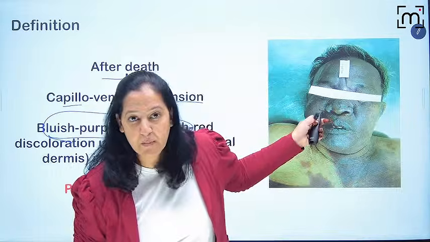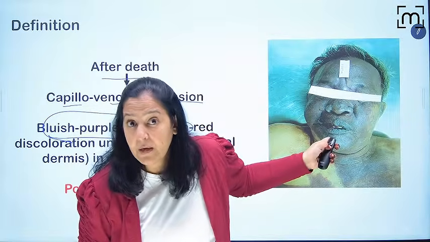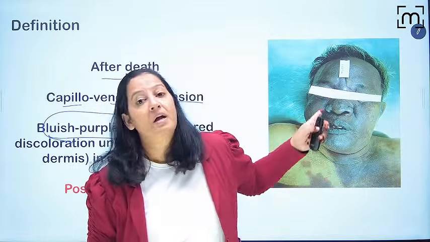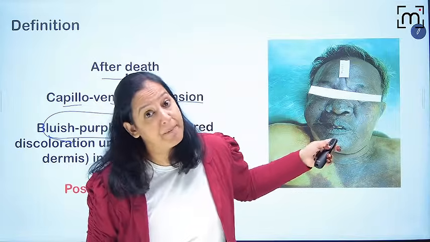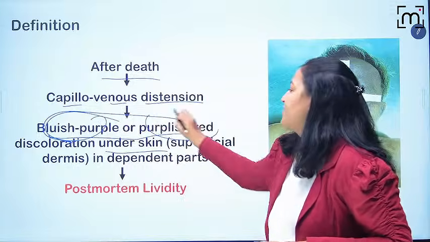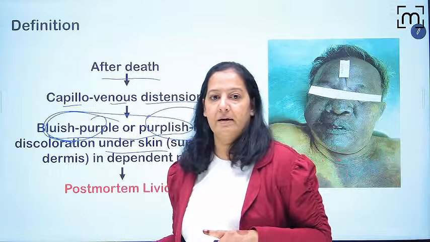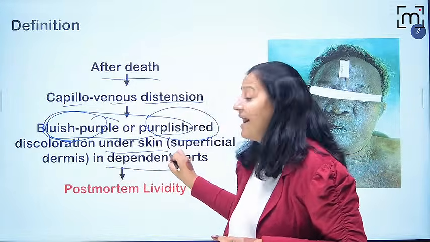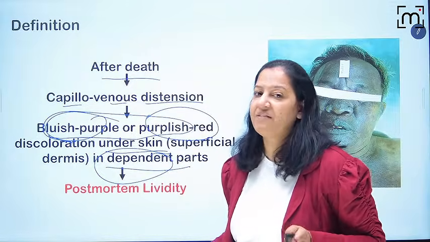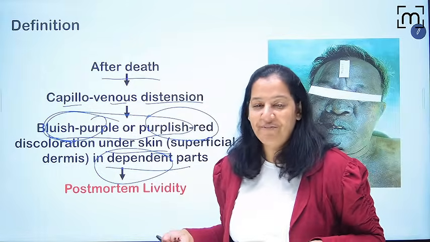Can you see the bluish purple? Say the word. Which color? Bluish purple or purplish red, whatever you say. Either say bluish purple or purplish red. You have to be specific in color. Bluish purple color or purplish red color. It is seen on the dependent parts. Highlight the word dependent: dependent areas of the body. Why it is dependent, I will tell you. Because gravity is always there, whether we realize it or we don't realize it.